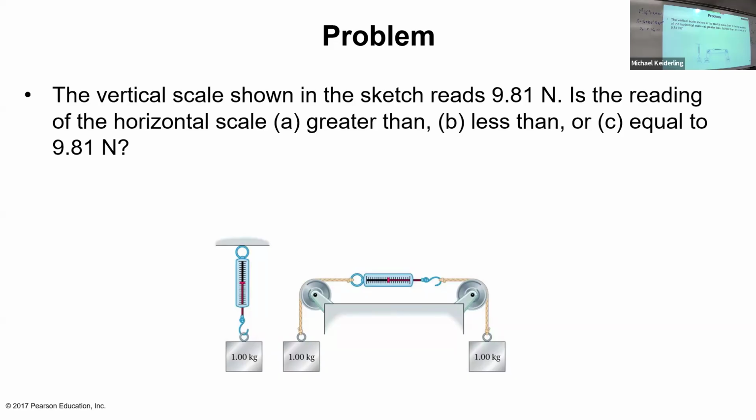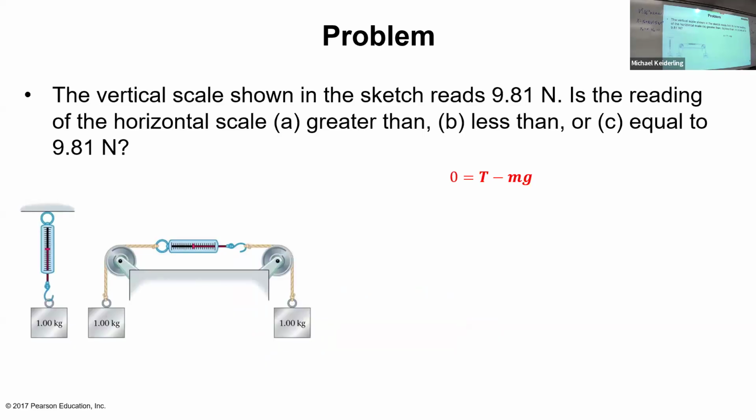Is this going to be more than 9.81 newtons? More than if it's just hanging vertically? The same or less? Who thinks this will be more? There are weights on both sides, as opposed to this one, which is equivalent. You think this will be more? Who thinks it'll be the same? Okay. Who thinks it'll be less? Well, the people who answered are correct.